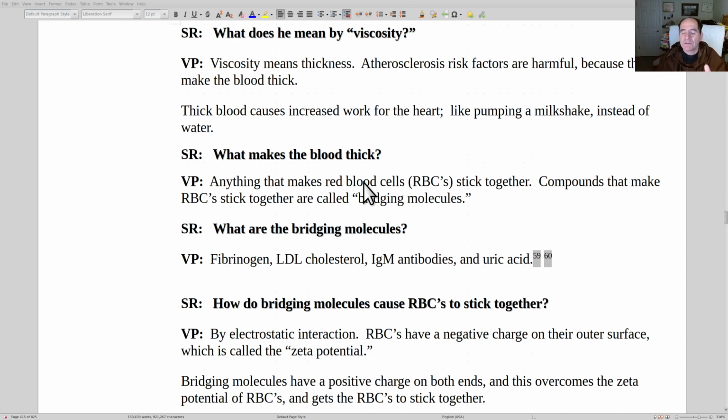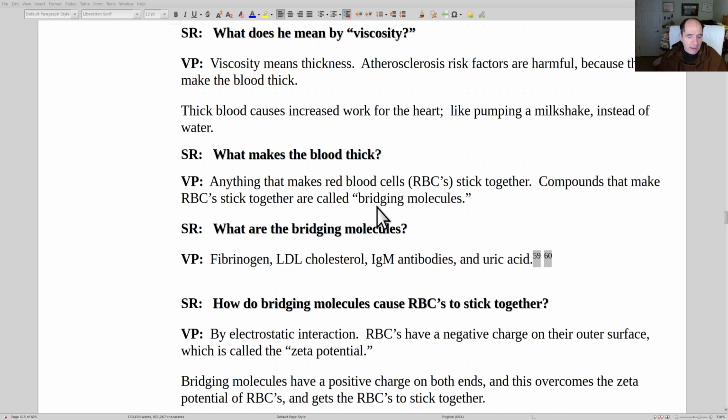Cholesterol sulfates, heparin sulfates on the glycocalyx, the carbohydrate structural coating of cells. So, things that can make the red blood cells stick together. Let's say you have two negatively charged red blood cells next to each other. They're going to repel each other because they have negative charges on their outer surface.